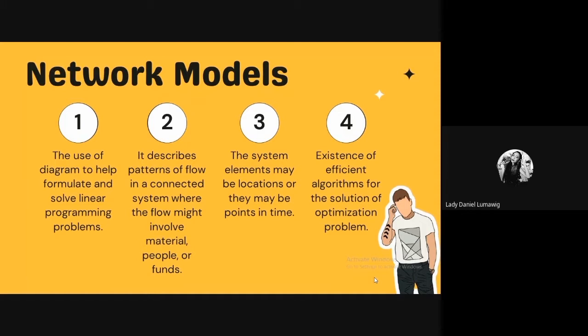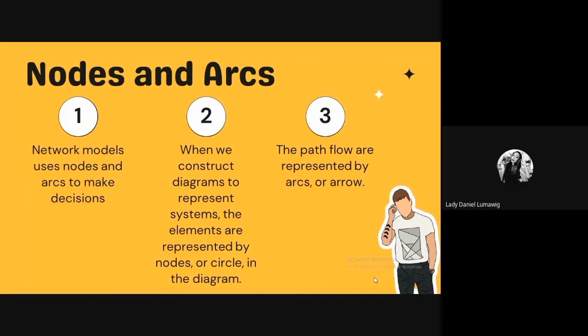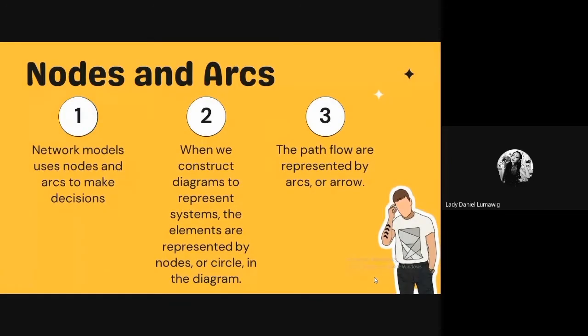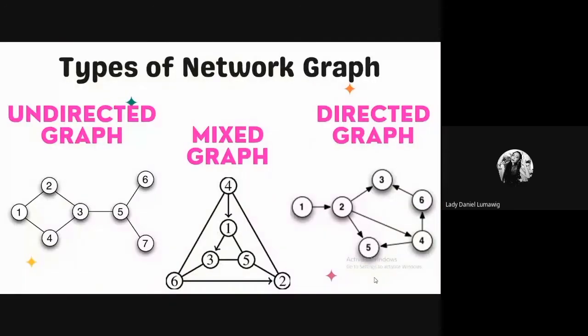So as mentioned, we use a computer in making network models because that is the one we use to make our graphs and illustrations. So, nodes and arcs. Network models use nodes and arcs to make decisions. When we construct diagrams or graphs to represent systems, the elements are represented by nodes or circles in the diagram. The path flows are represented by arcs or arrows. For better understanding of what nodes and arcs are, here is the illustration.